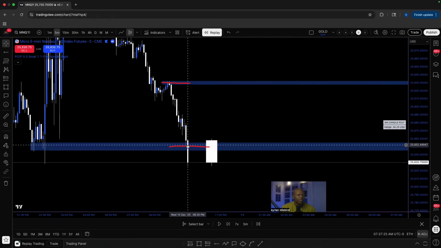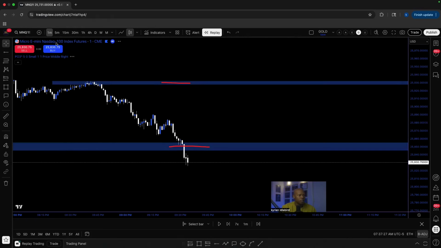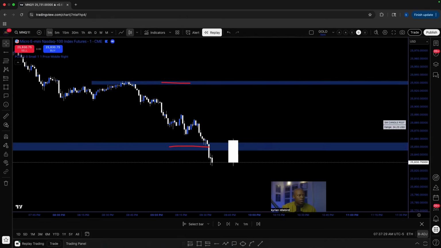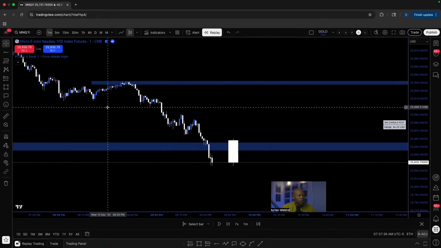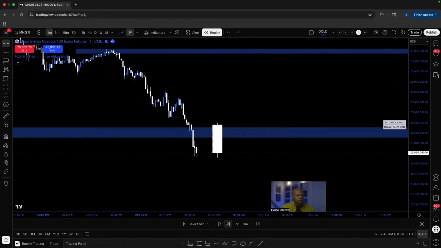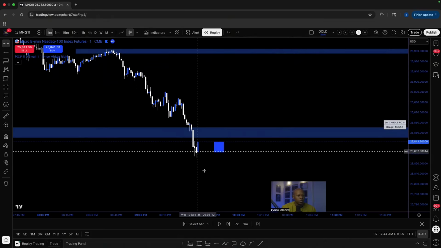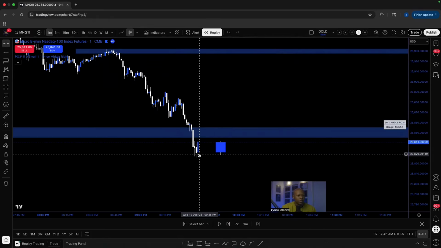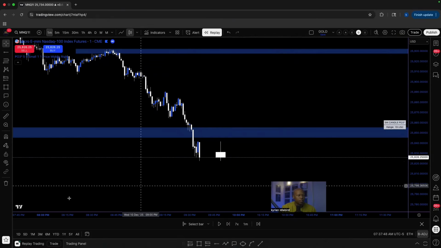Now that we've gotten this break below this area of interest low, let's actually dial down to our 1-minute time frame. I'm going to get rid of this here and this here, and we need to enter on the first 1-minute candle that closes bearish in our direction, right? So the first 1-minute candle that closes as a bearish candle, we're going to be looking to get in on. This closed as a bullish candle, we're not looking to trade that. Boom, this closed as a bearish candle.